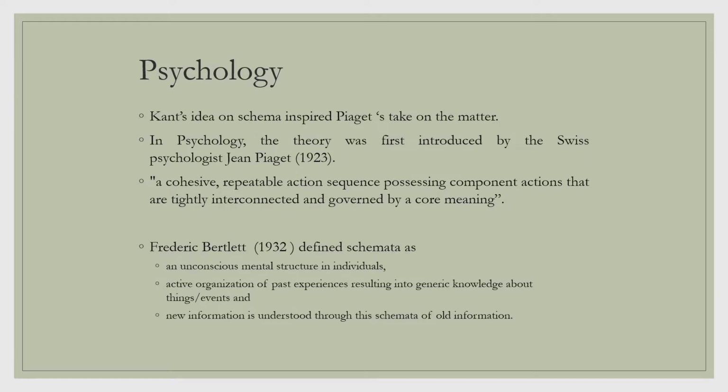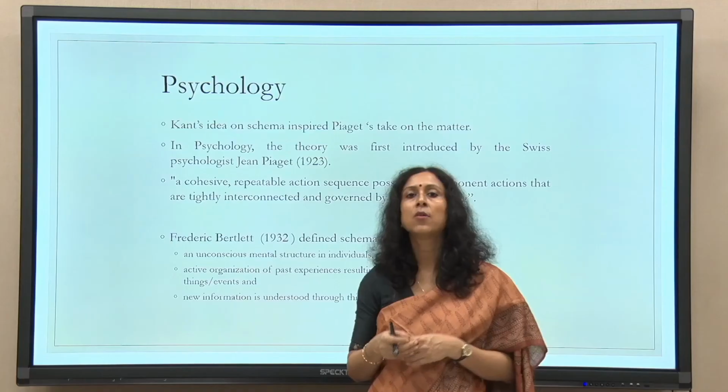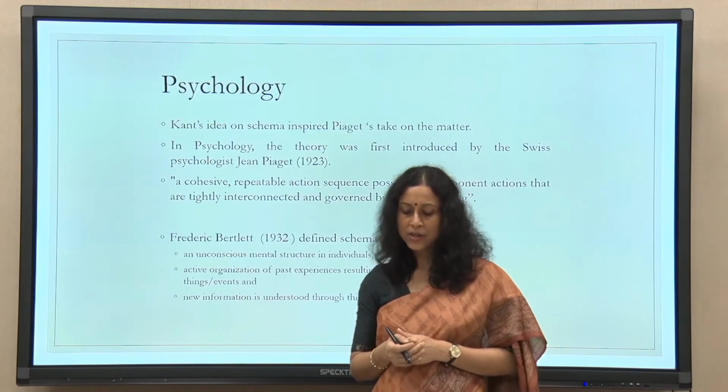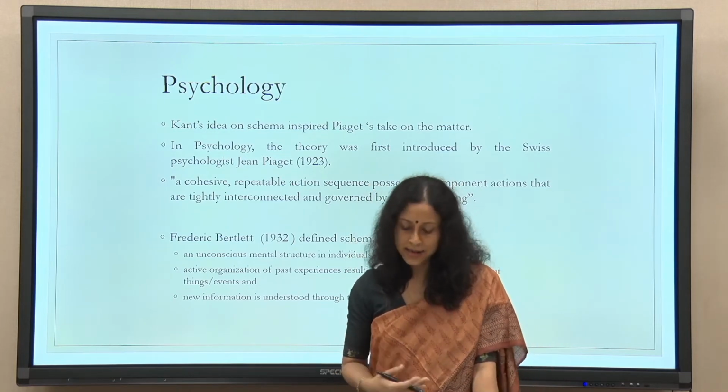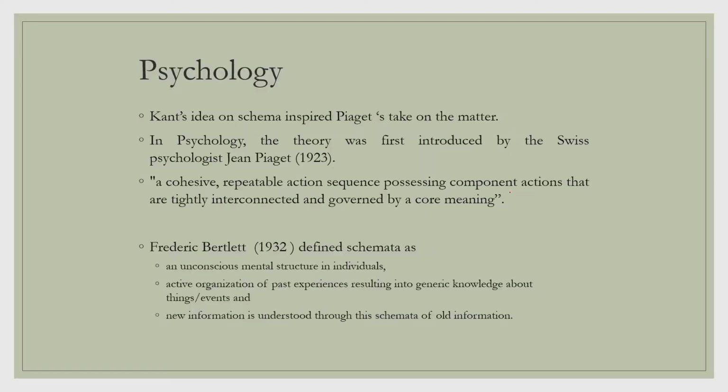Kant's ideas were later taken up by Piaget, and he was among the first to use the word schema. In his 1923 book, he introduces this idea of a schema that underlies our understanding. I quote from his book: a cohesive repeatable action sequence. He gives a much more formulated, structured way of looking at it. So, what is a schema? A schema underlies our understanding and is a cohesive repeatable action sequence.